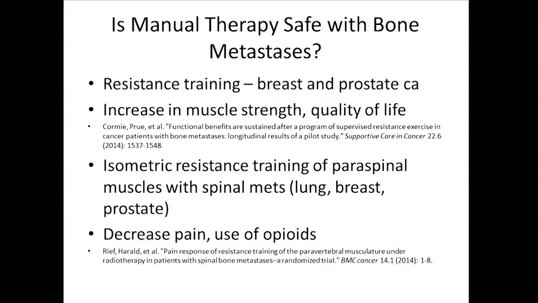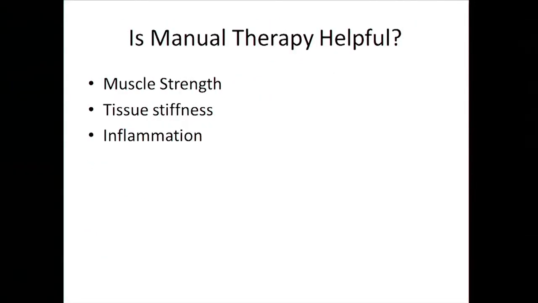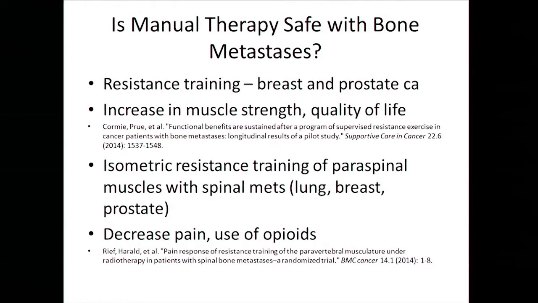The question now is, is manual therapy safe? Breast and prostate cancer frequently go to bone. Patients do have bone metastases. Can we do things in people with bone metastases? Resistance training in patients with breast and prostate cancer increases muscle strength and quality of life. Even isometric training of the paraspinal muscles in people with spinal metastases, strengthening those muscles, gives you decreased pain and decreased use of opioids.